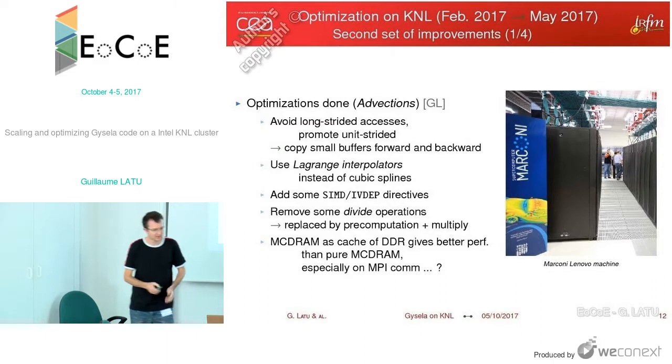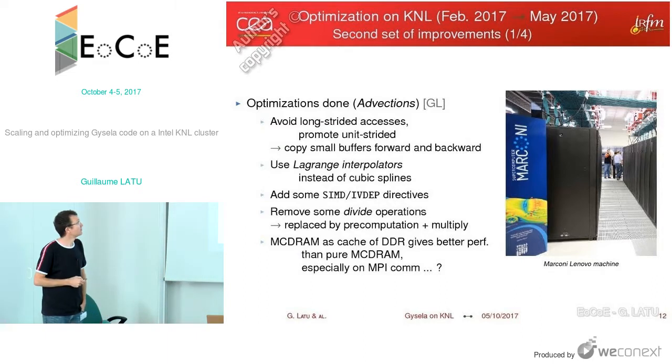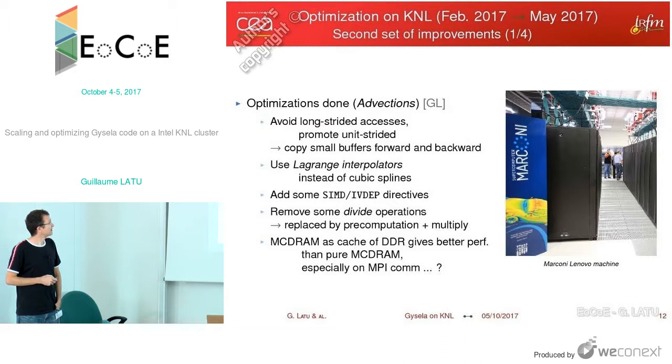So I will go to the second set of improvements. At the beginning of the year, mainly it's targeting advection, the main costly part, which is inside the Vlasov solver. The first thing which revealed to be very important is to avoid long-strided access and to promote unit-strided. We do not change the way computations are done, but we have copied some small buffers in order to have much more contiguous access. I will show the example just after.